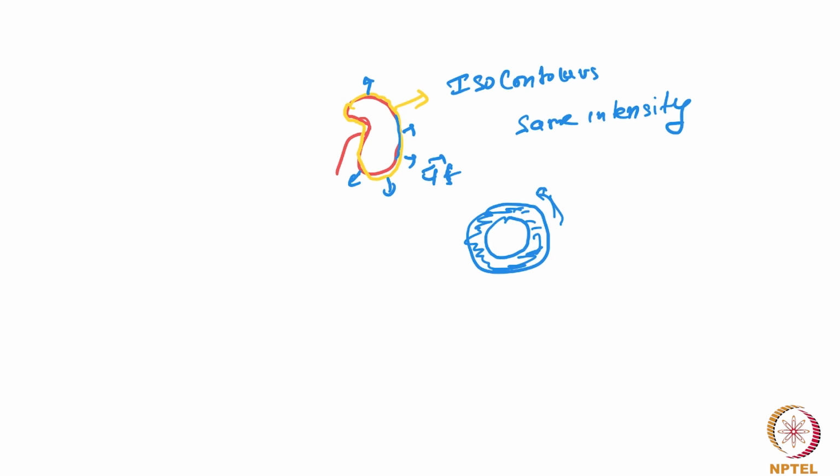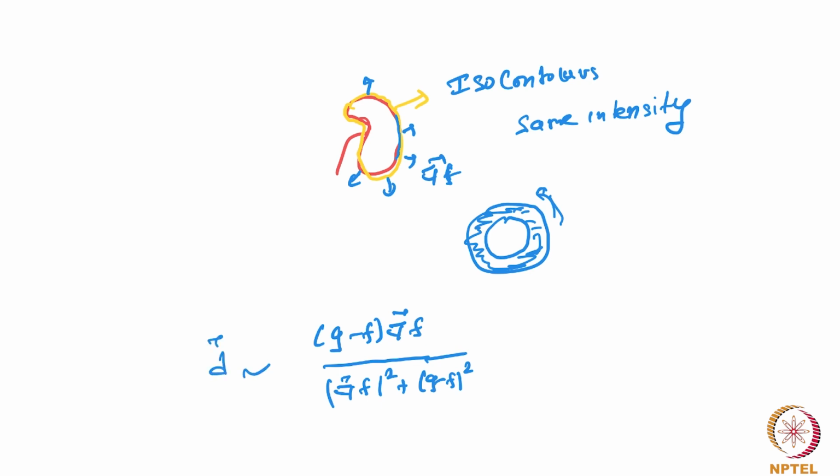So just to rewrite it, you would estimate this as (G minus F) times gradient of F, divided by gradient of F squared plus some (G minus F) squared. This is proportional, something that you would do for the displacement field. This is a very simple and efficient technique, followed by Gaussian smoothing. Those are the two steps of the algorithm.